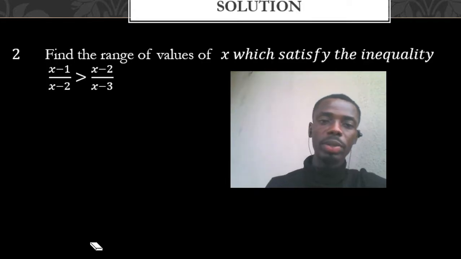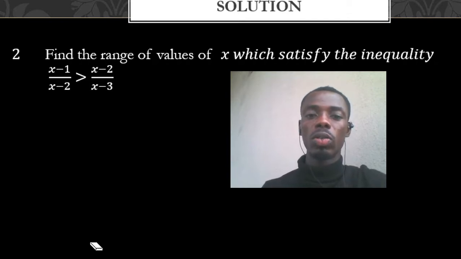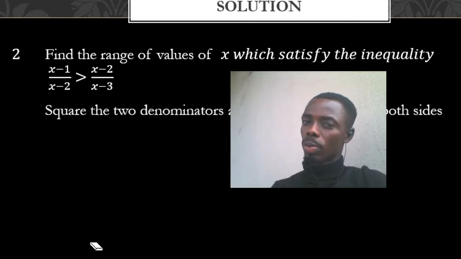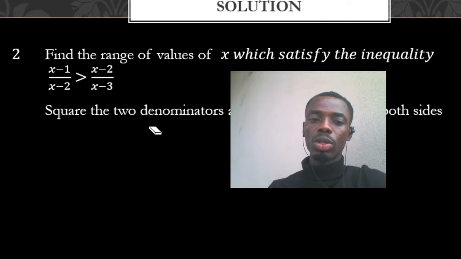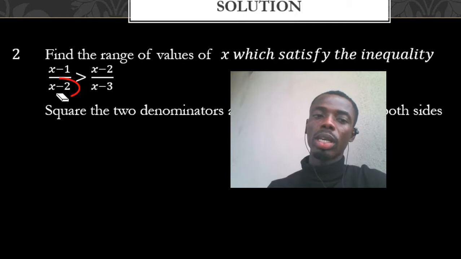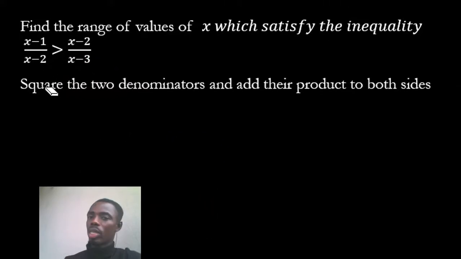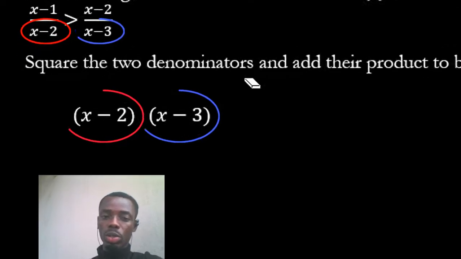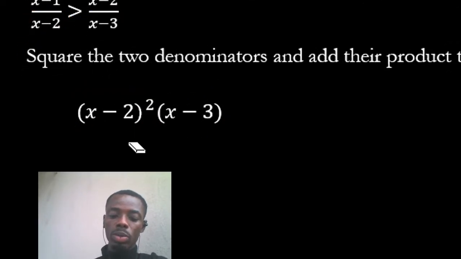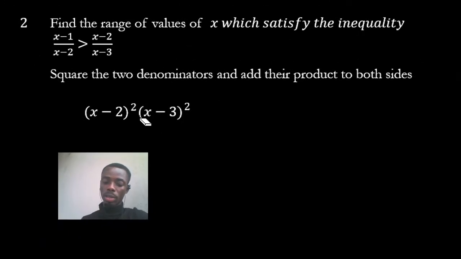Alright, here is the question again. Find the range of values of s which satisfy the inequality, just like you can have it on your screen. The first step is to square the two denominators and multiply both sides by their product. We have two denominators, one on this side and the other on this side. You square each of them.